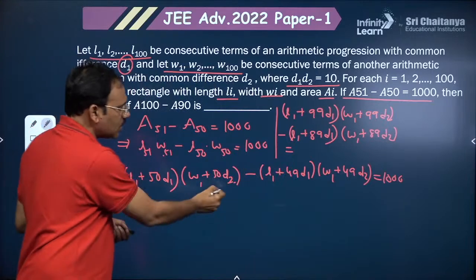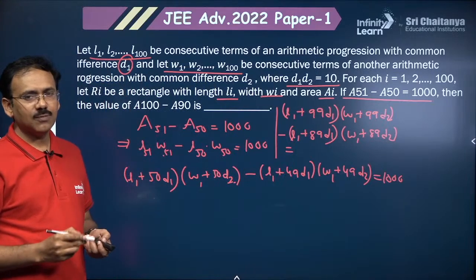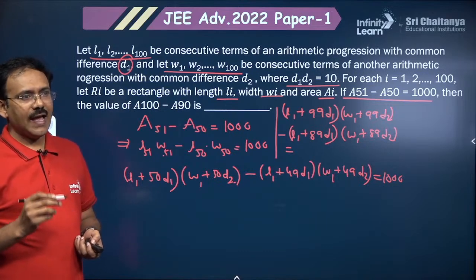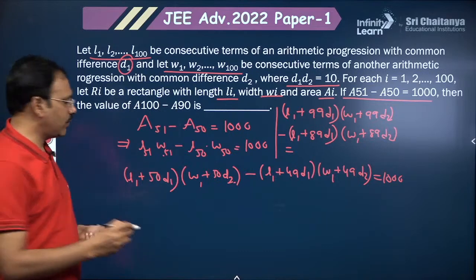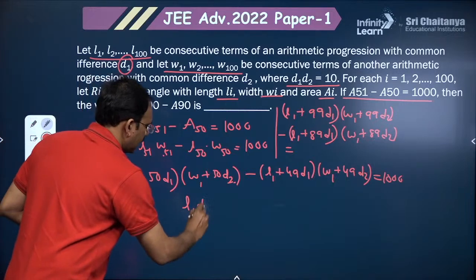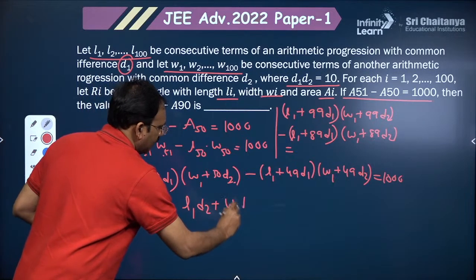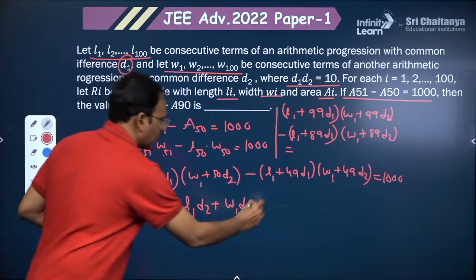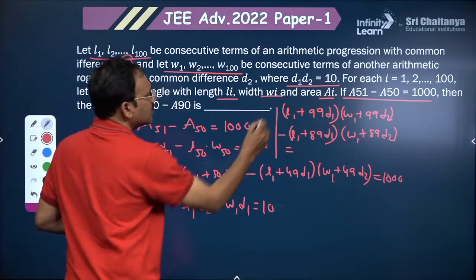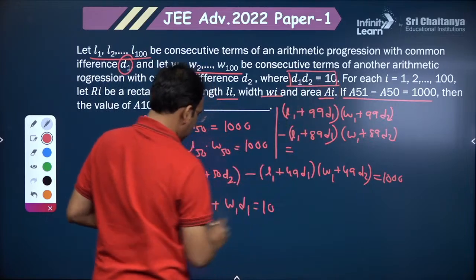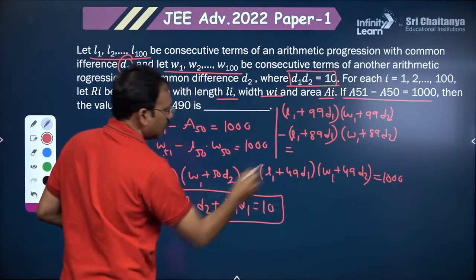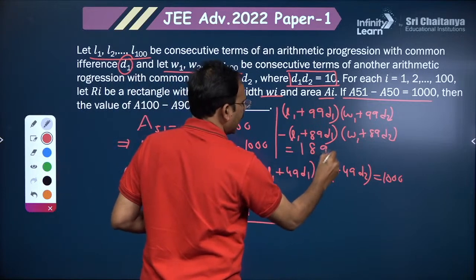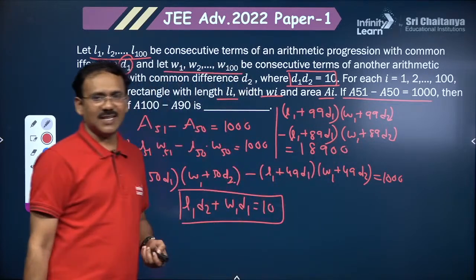You see here you will get a simple expression in terms of L1 D1 L2 D2. You will get L1 D2 plus W1 D1 value, almost 990, and this is 10. So use this data, D1 D2 is 10, and this expression, and simplify here. You are going to get this answer to be 18900, that is it.